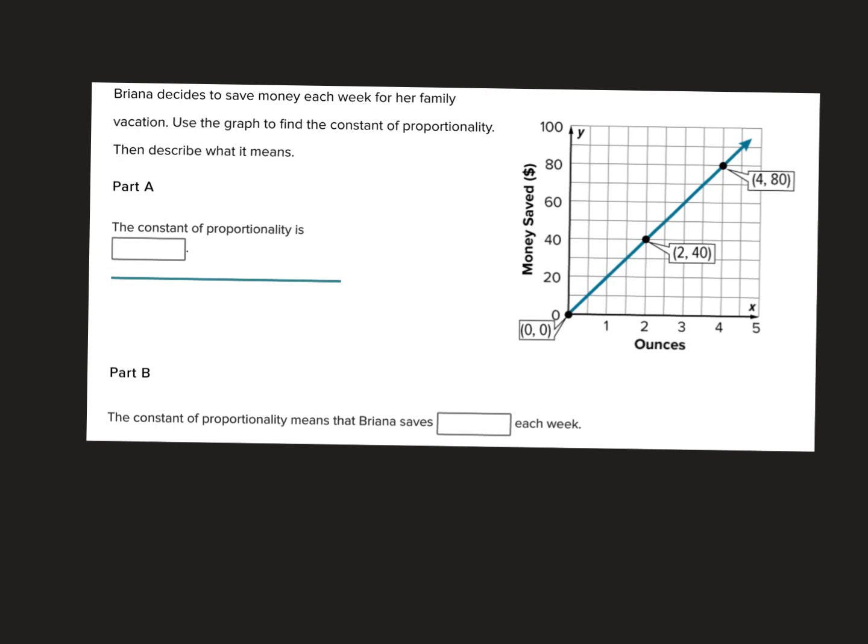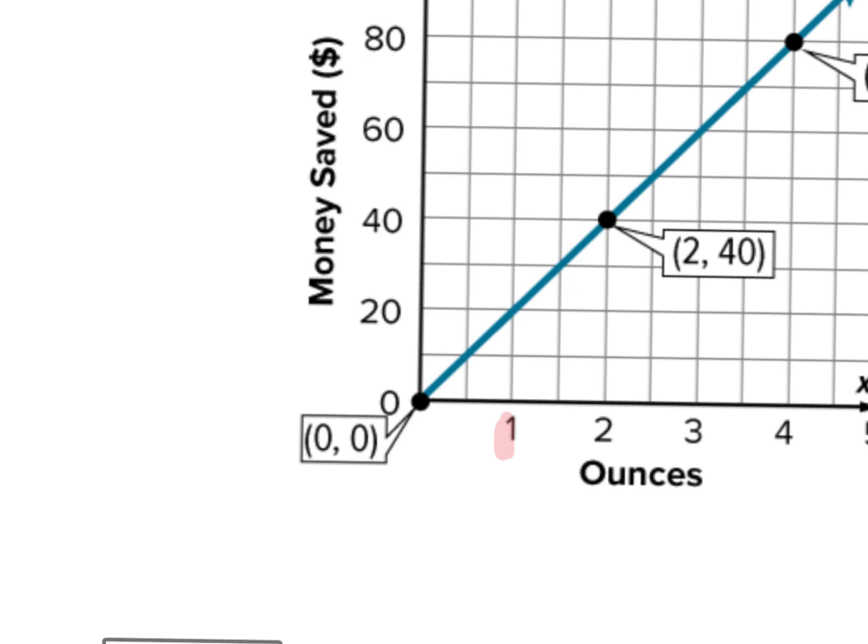Okay, so we can see that this graph is counting by every 2 lines is 1 ounce, which means that the ones in between are going to be half. So this would be 1/2 or 0.5. This would be 1 1/2 or 1.5. This would be 2 1/2 or 2.5.